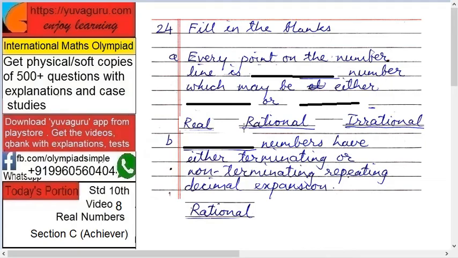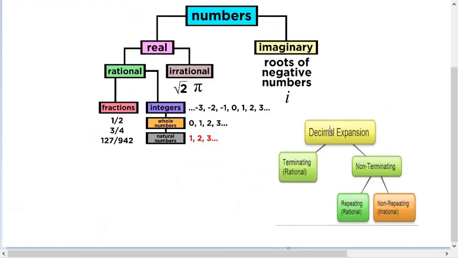It will be shown. Next is: dash numbers have either terminating or non-terminating repeating decimal expansions. See, it's like this: decimal expansions, terminating, non-terminating. So terminating are rational. In non-terminating also, if it's repeating then it's rational. If it's non-repeating then it's irrational.